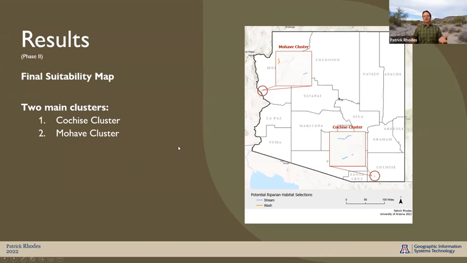So the final suitability map kind of looks like this. We have 2 main clusters, one called the Mojave cluster, that I call the Mojave cluster because it's in Mojave County. The other one called the Cochise cluster because, as you guessed, yes, in the Cochise County.